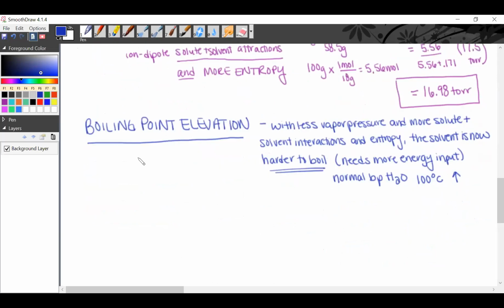And we can calculate it. And the equation looks like this. I love this equation. I don't know why. The change in the boiling point is equal to i Kb molality.